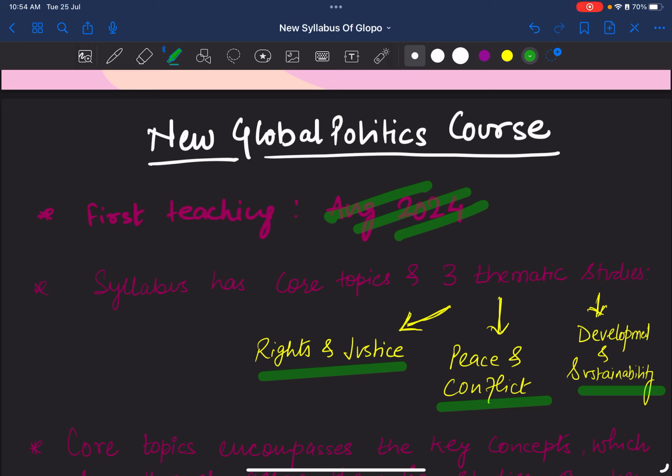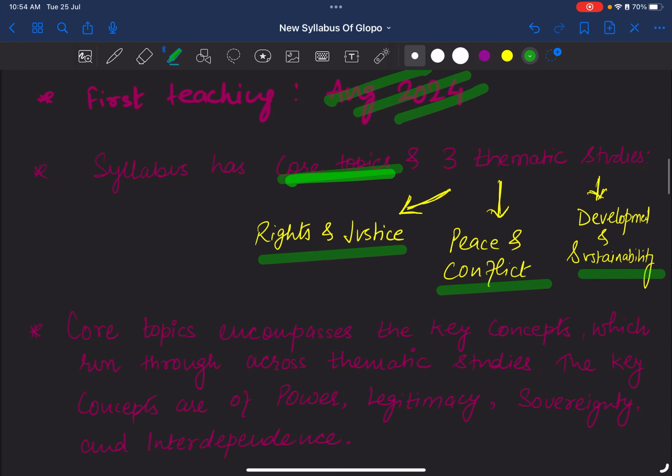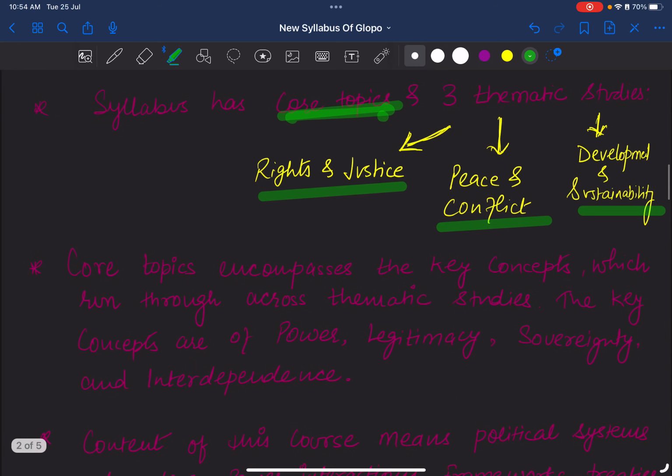So what have they removed? They have removed the first unit. What was that? Power, right? The name of the unit was PSIR, power, sovereignty and international relations. So now this will fall under the core topic, which would be known as the key concepts. What would be those key concepts? Power, legitimacy, sovereignty and interdependence. This will run through all the thematic studies.